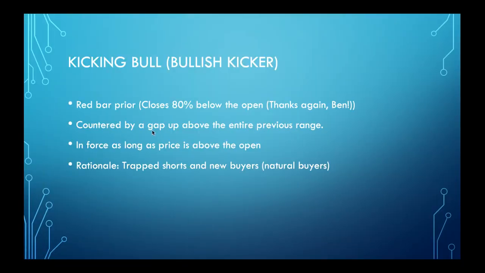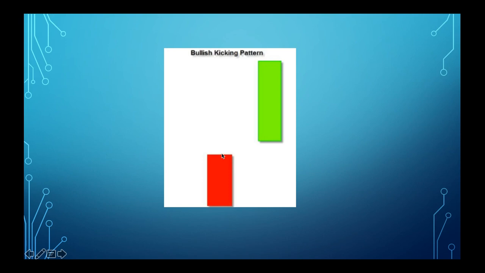Sorry. And it was countered by a gap up above the entire previous range. So here you have the shorts are in control. Anybody selling is in control. Longs are getting slaughtered, right? And then the next period opens completely above the previous range. So it's a gap in a way, and continues.